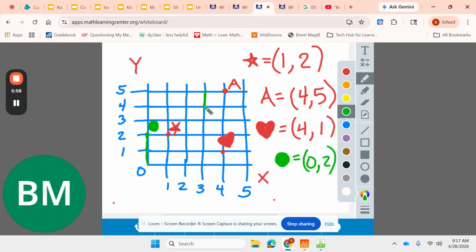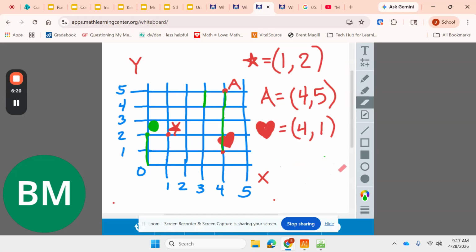So the distance between point A and the heart point is 4. Okay, 4 units in length. Here we can count them up. 1, 2, 3, 4. All right, and so you can see right here, if I subtracted them vertically, 5 take away 1 is 4. Okay, so we know that it's 4 units of length, or 4 is the answer of the distance between them.